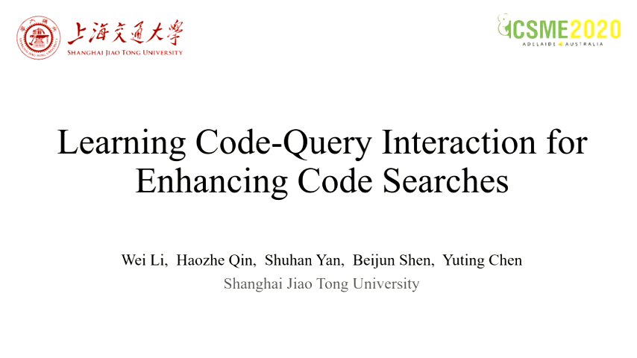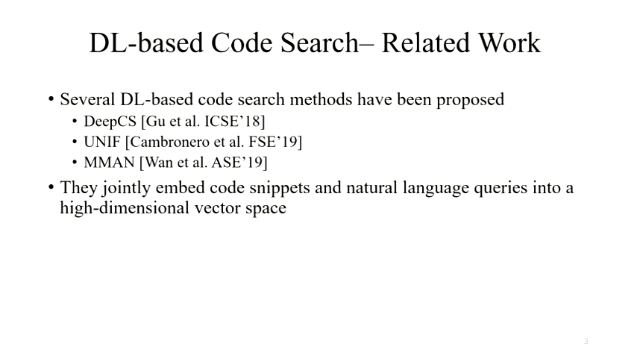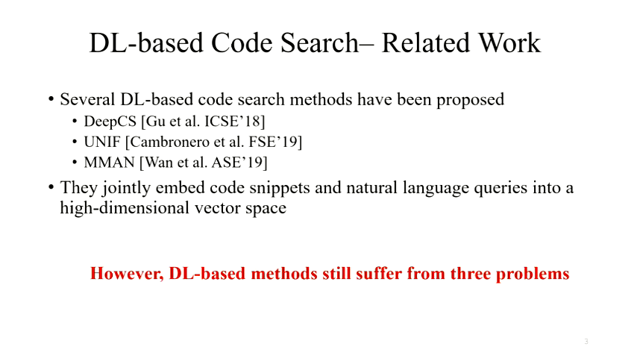I'm going to introduce our work, Learning Code Query Interaction for Enhancing Code Searches. As we know, programming is sometimes hard because developers have little experience with the text or are unfamiliar with the programming libraries. In recent years, several DL-based code search methods have been proposed. They embed code snippets and natural language queries into a high-dimensional vector space. However, DL-based code search methods still suffer from three problems.